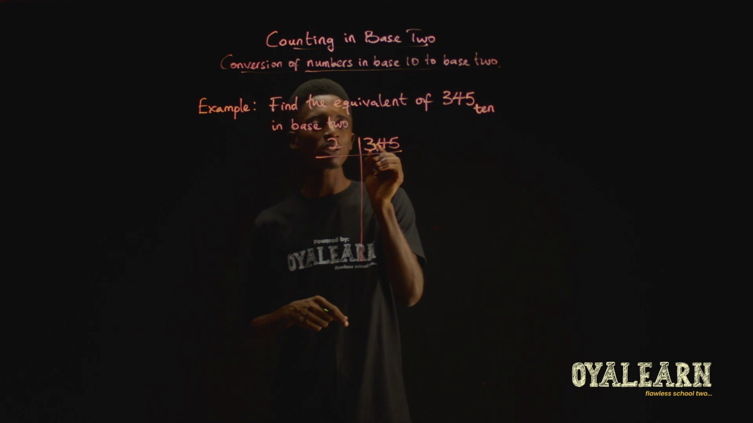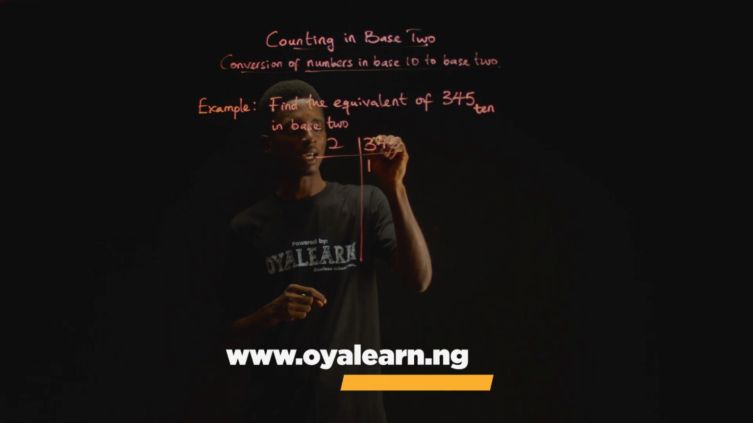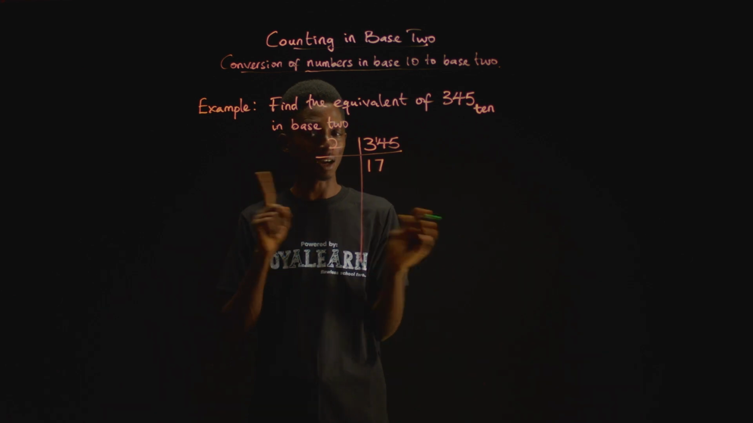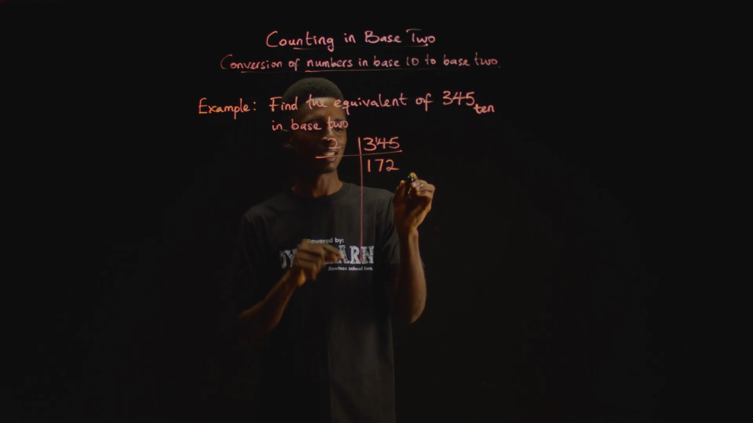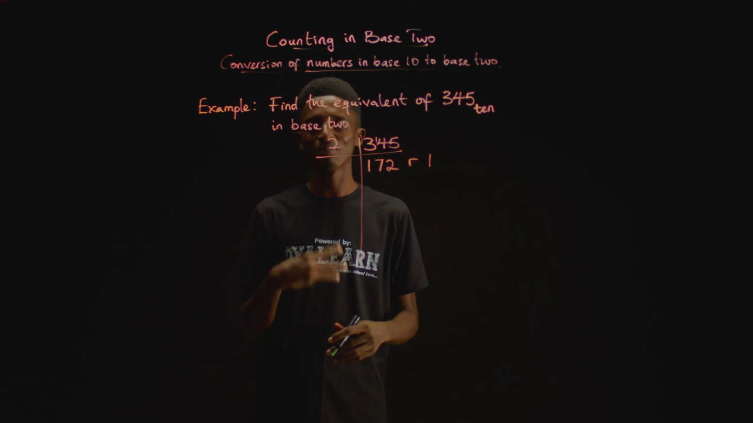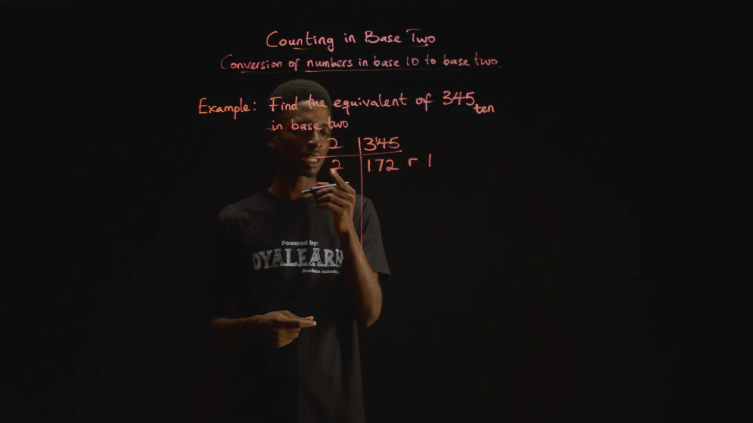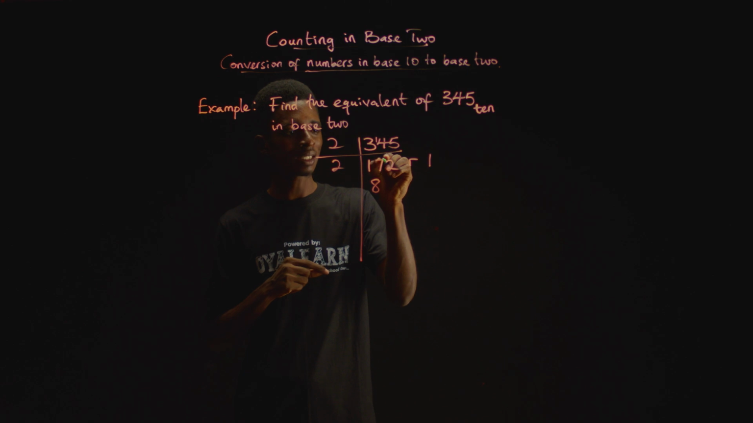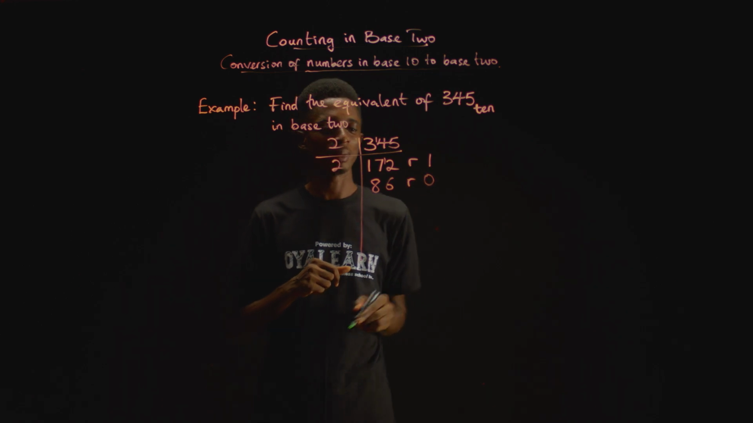So 2 goes in 3 once, remainder 1. Now when you stick that 1 here, you have 14. And then 2 goes in 14 7 times without remainder. And 2 goes in 5 twice with a remainder, and the remainder is 1. Now we continue dividing by 2 until we get to 0. So let's do that. 2 in 17 is 8 with a remainder of 1. Now 2 in 12 is 6 without a remainder, so remainder 0.